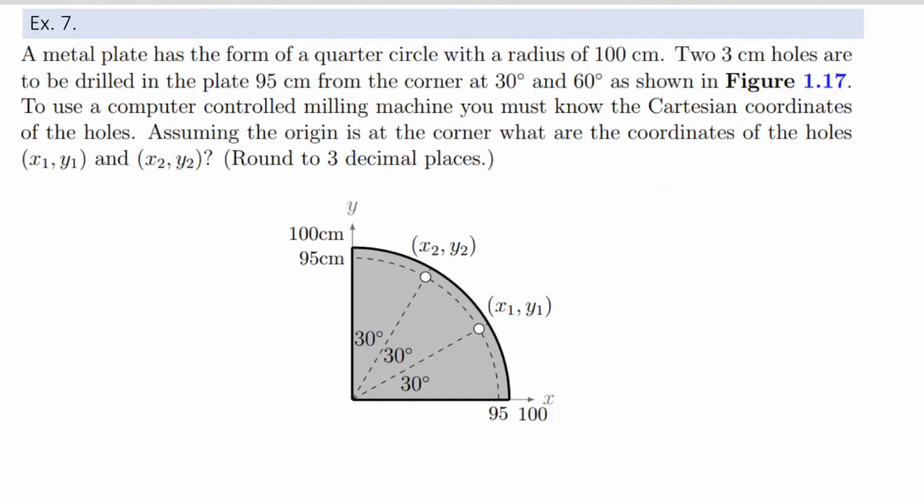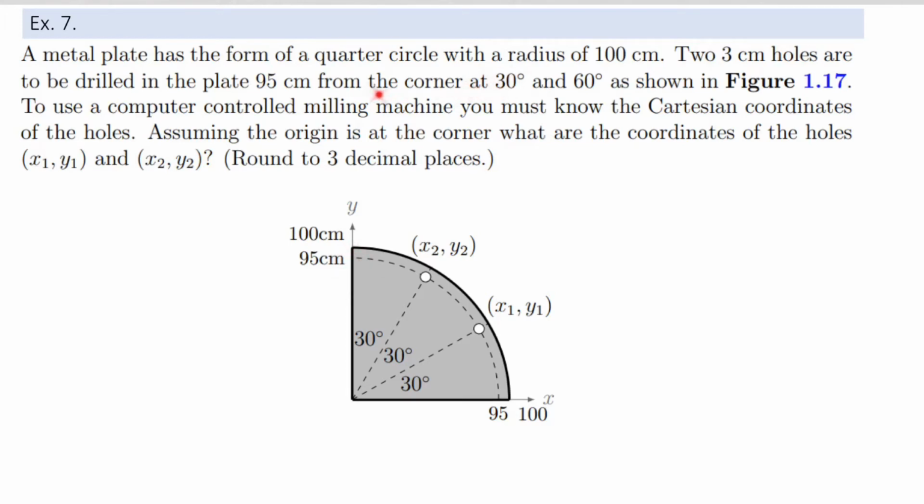So this example says a metal plate has the form of a quarter circle with a radius of 100 centimeters. So that's out to the edge. 2 3-centimeter holes are to be drilled in the plate 95 centimeters from the corner. So here's the corner. So 95 out to here. So that's your radius of 95. So you could swing it around like this. You could see that the radius to the center of the holes is 95 centimeters.